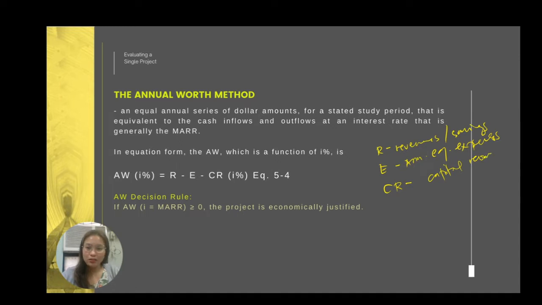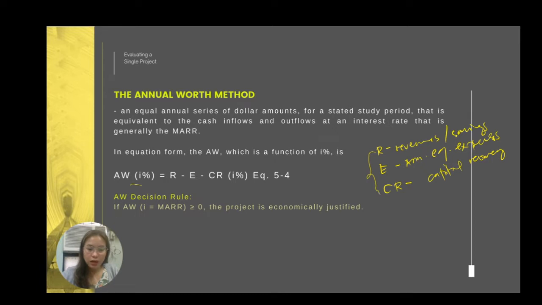And of course, the annual equivalent value of R, E and CR is computed for the study period of N, which is usually in years. And we have here an equation: AW equals R minus E minus CR. So we discussed that here.